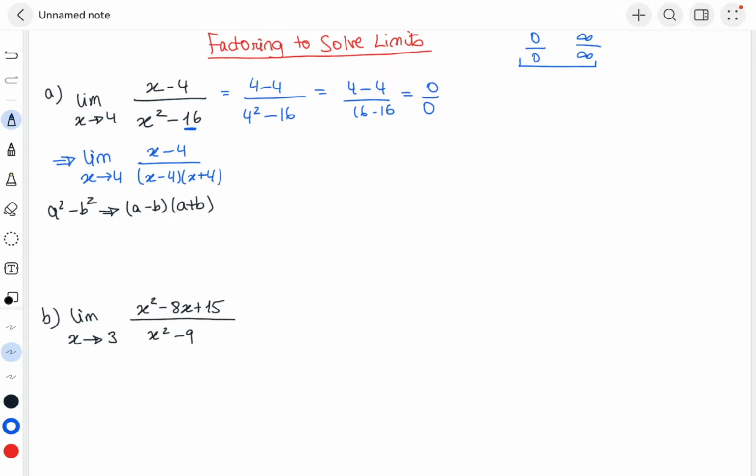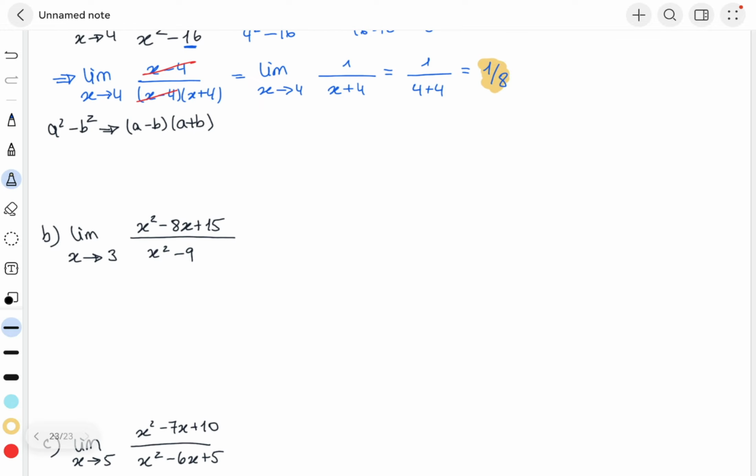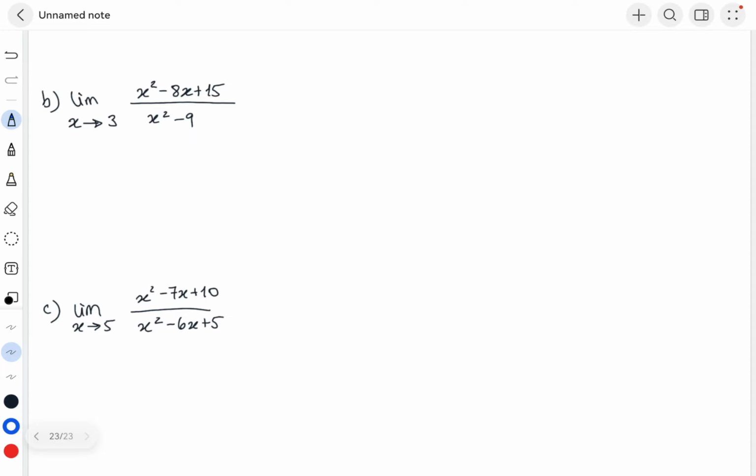Now we look, can we cancel anything from the numerator and denominator together? Yes, we have the x minus 4. So we can cancel the x minus 4 together, and we'll be left with the limit as x tends to 4 of 1 over x plus 4. And now since we cannot cancel anything else anymore, we just replace our x. We'll have 1 over 4 plus 4, which will give us 1 over 8 as our final answer. You see, at the beginning we had 0 over 0, and now we find a real answer, which is 1 over 8. Let's do another question.